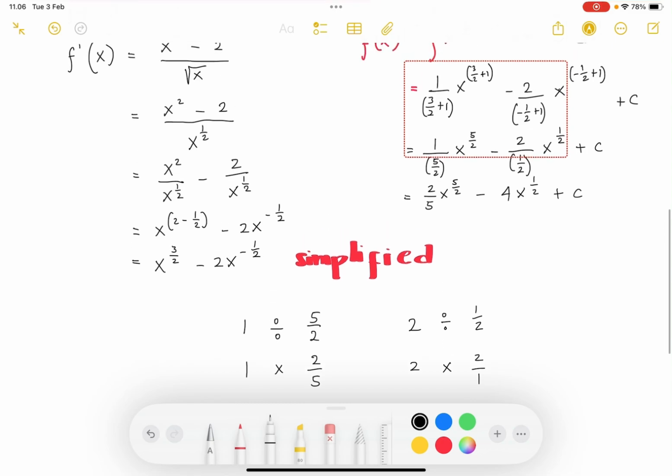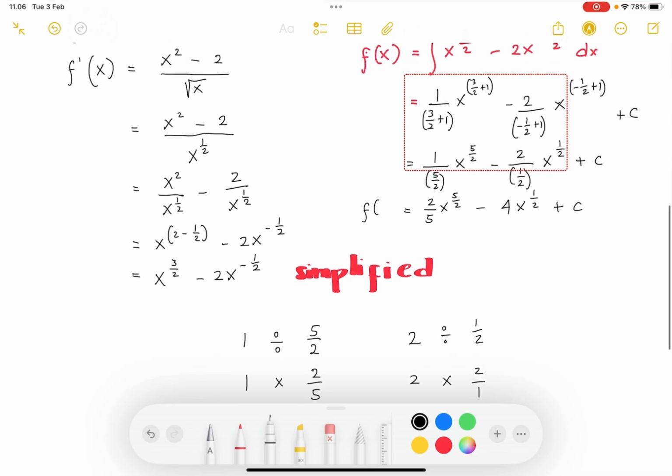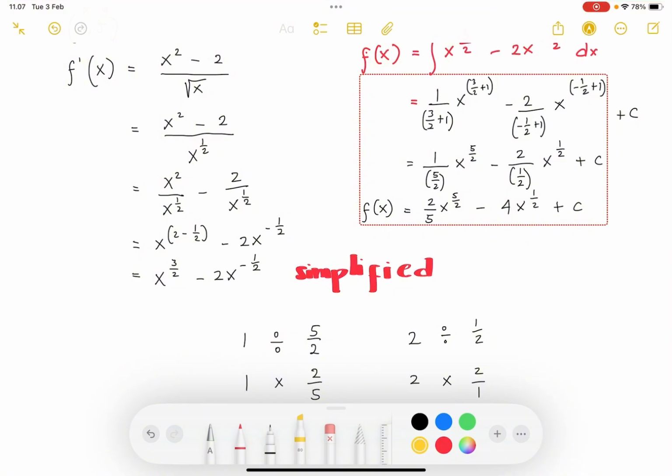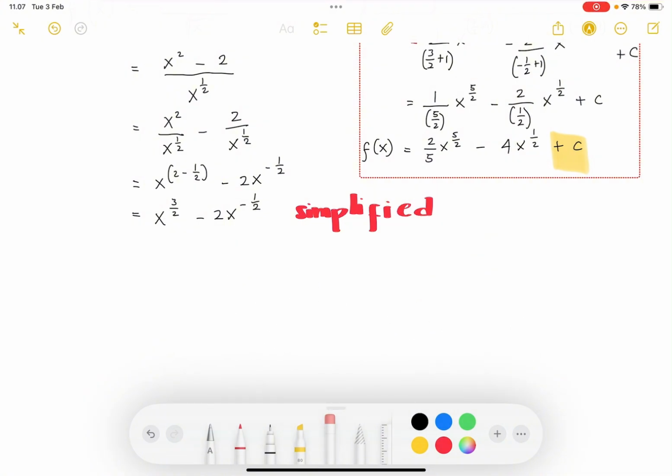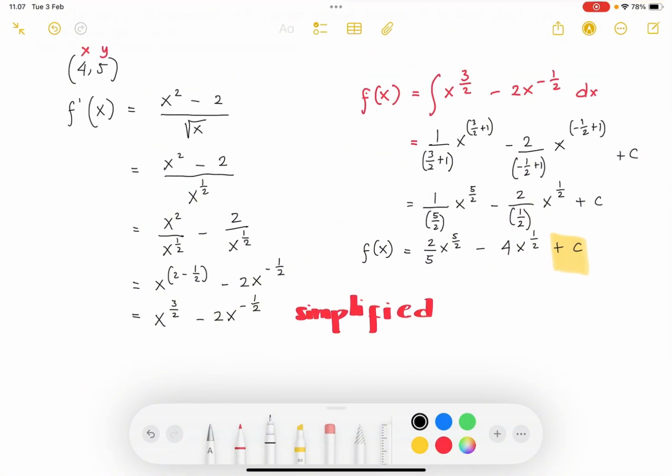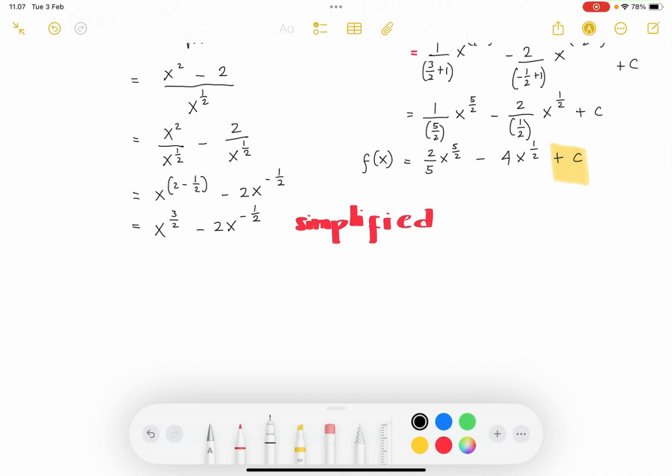Now, we got already the f(x), but this is not the exact f(x) that we want to find. This still has the c value, that unknown. How to find the unknown c value? That's the one that we are going to find. Since we have this f(x) already, I will just put it here. f(x) equals 2 over 5 x to the power of 5 over 2 minus 4x to the power of 1 over 2 plus c.